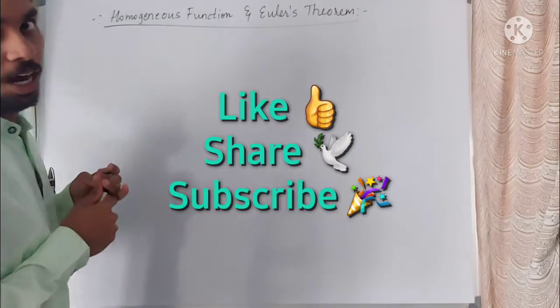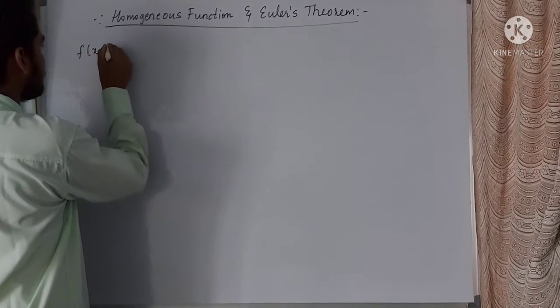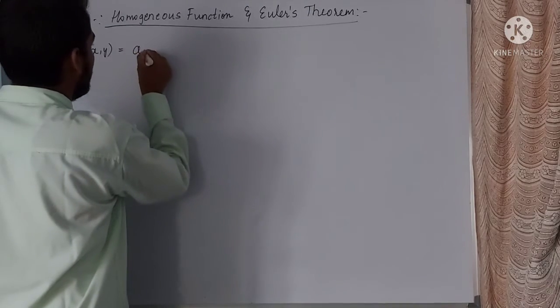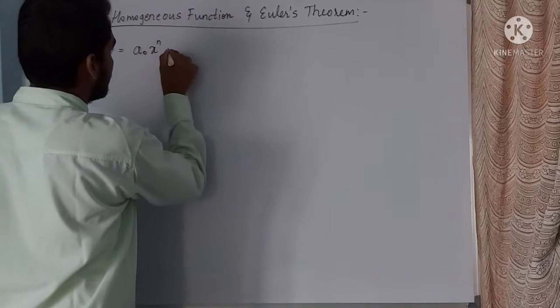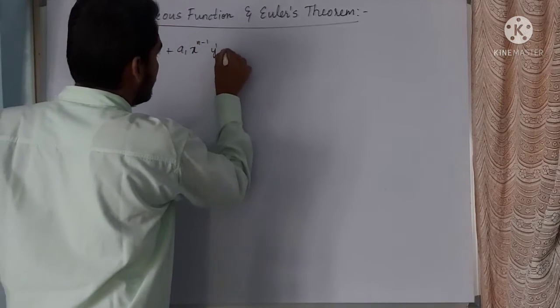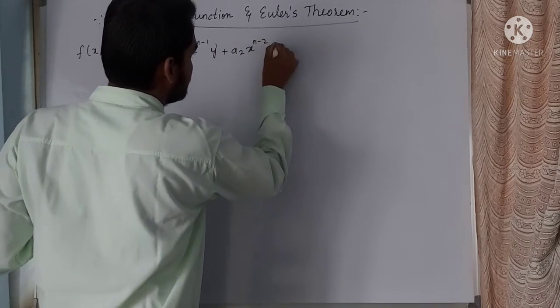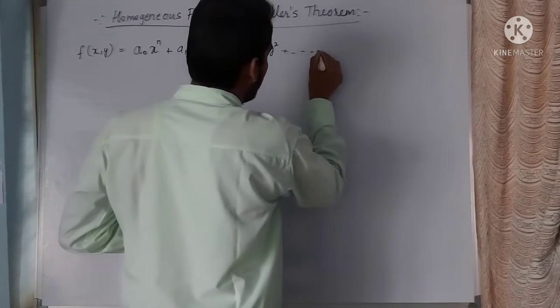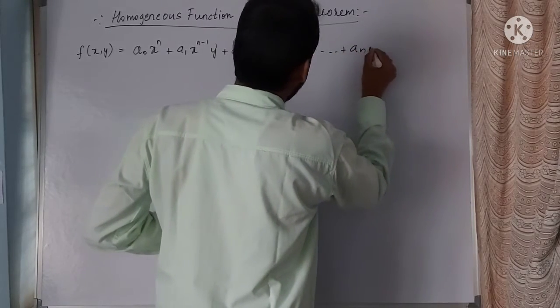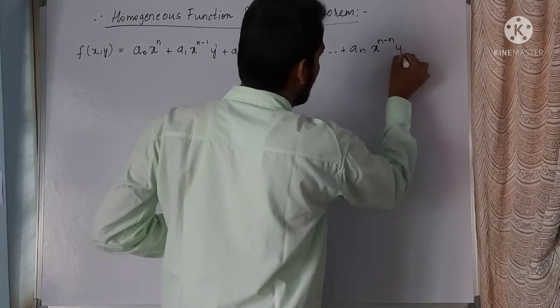Let us consider a polynomial function, say f of x y, equal to a naught x raised to n plus a1 x raised to n minus 1 y1 plus a2 x raised to n minus 2 y square, and so on, up to an x raised to n minus n y raised to n.